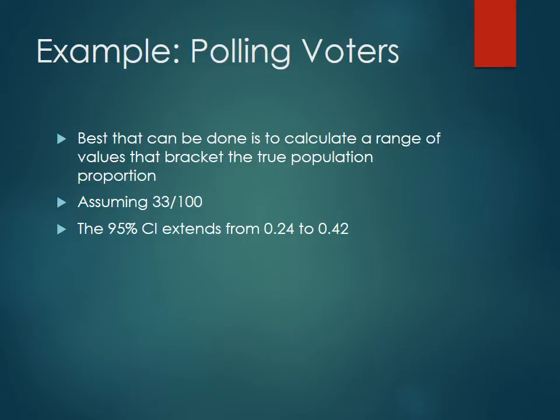So again, the best you can do is just calculate the range of values that bracket the true population proportion. So in this case, if we said, okay, we think this is generalizable to the population, we'd say 33 out of 100, and you would have a range anywhere between 24% to 42%. Which just means you can be 95% confident that anywhere between 24% of voters to 42% of voters should vote for my candidate. Okay. Again, that's all assuming that those same people are going to be voting the same way whenever the election actually comes around.